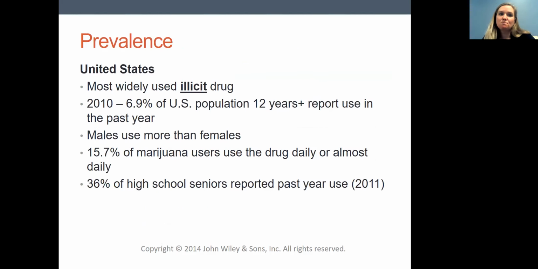So when you look at the use of marijuana, it is the most widely used illicit drug. Males use more than females, and you have differing use. Some marijuana users are using the drug daily. You have about 15% of individuals who probably fall in that category. If you look at high school seniors reporting past year use, about maybe a third.